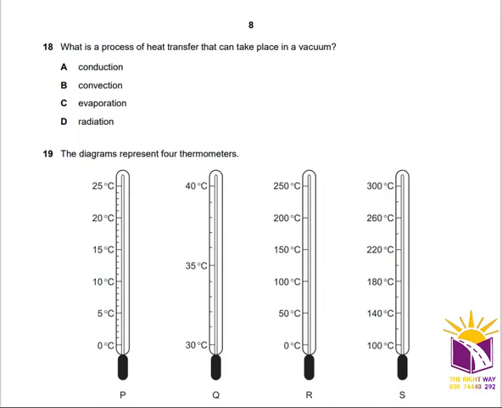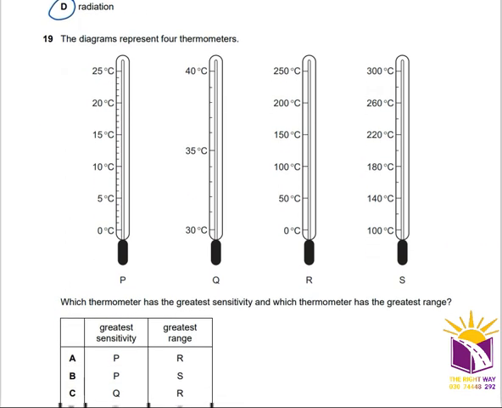Question number 18. What is the process of heat transfer that can take place in a vacuum? In a vacuum, there are no particles, so no conduction, no convection, no evaporation, because these three involve transfer of energy with the help of movement of particles, vibrations, and movement from one place to another place. So transfer of energy in a vacuum is only done with the help of radiation, electromagnetic waves.